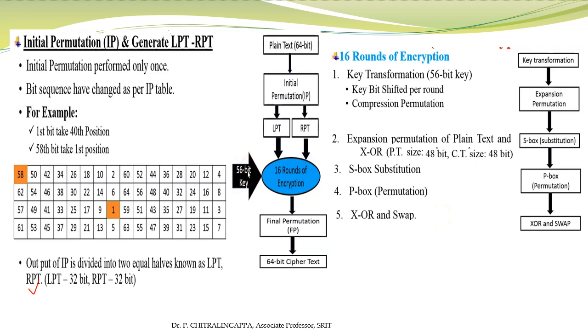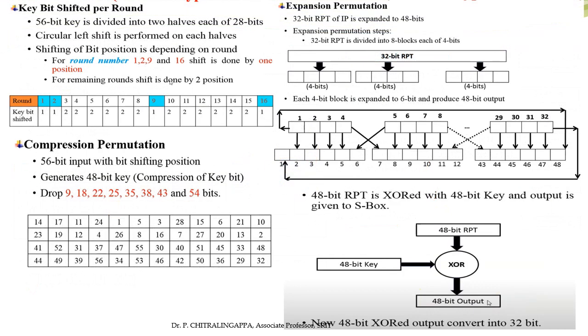Then comes the 16 rounds of encryption. First we apply the key transformation, which means the 56-bit key is converted into 48 bits. After that, we use the key bit shift for each round, compression permutation, and expansion permutation of the plain text, and apply the XOR operation. Then you apply the S-box substitution, and then the P-box permutation. Then you use the XOR and swap.